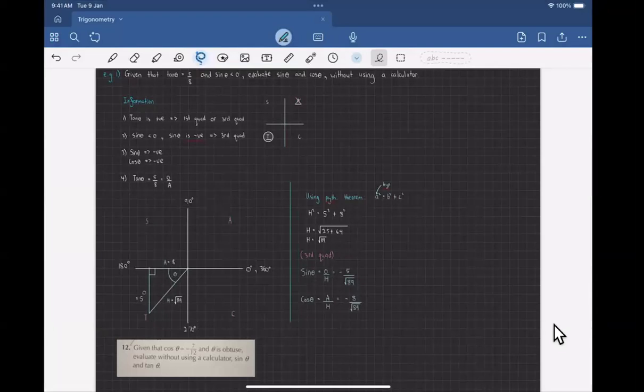Nicholas, are you able to see question 12? Or is it too small? Can you see it? Yeah. All right, cool.